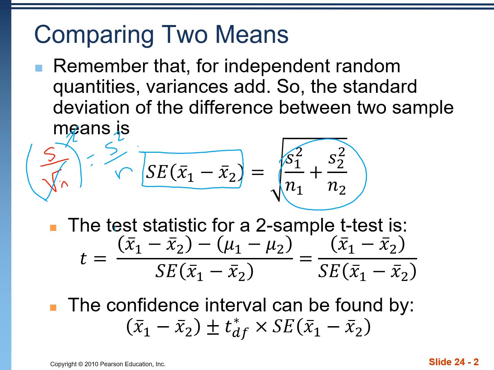Test statistic, we just take our two samples, we subtract them, we compare them to the null hypothesis value, and this is always 0, so we can really just skip writing that, divided by the standard error. And then confidence interval is always the difference between the two samples, and then add and subtract the margin of error, t-score times that standard error.